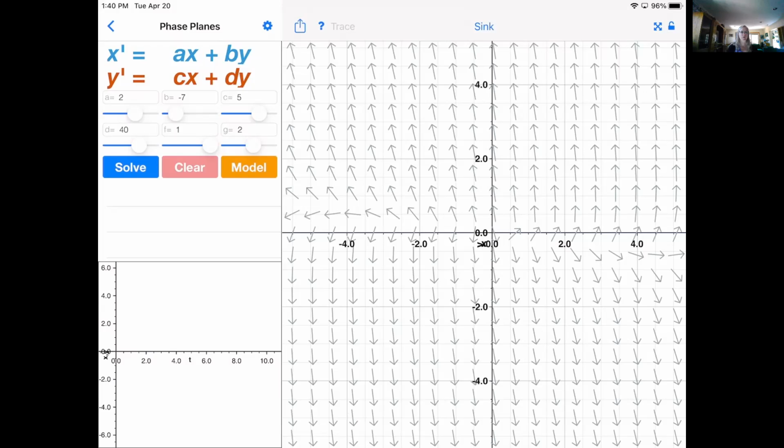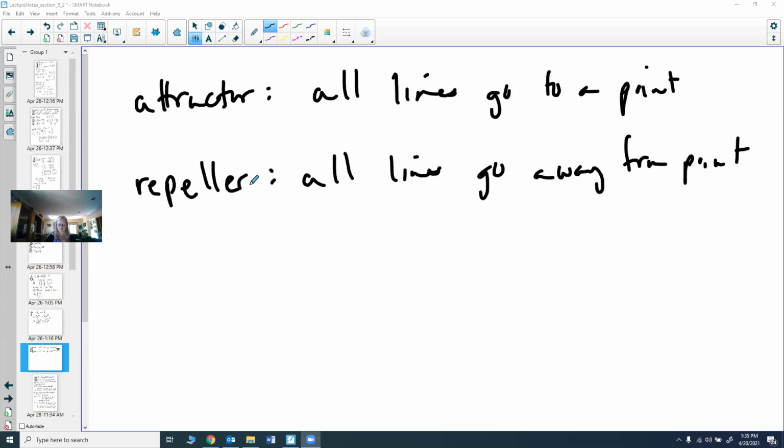So another way we can use here, instead of saying attractors and repellers, we can call them sources and sinks. So attractors would be sinks. Repellers would be sources. This is your source and everything goes away from your source.